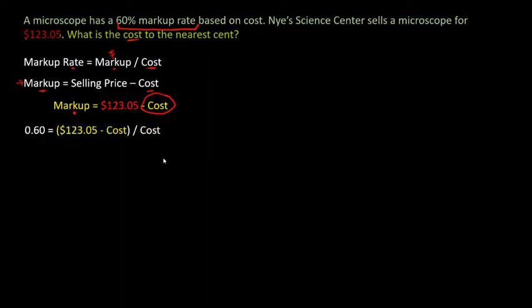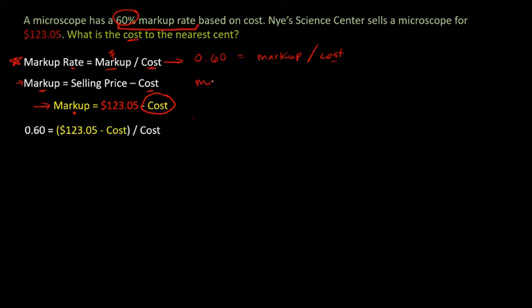However, what I can do is use substitution into my second equation, this equation up here, and let me show you what I mean. So if I filled in what I knew for this equation, I know markup rate is 60%, in other words 0.60. I don't know markup, that dollar amount, and I don't know cost, again, because that's what I'm trying to solve for. So I have this equation, 0.60 equals markup divided by cost, and then I have this equation, markup equals $123.05 minus cost.